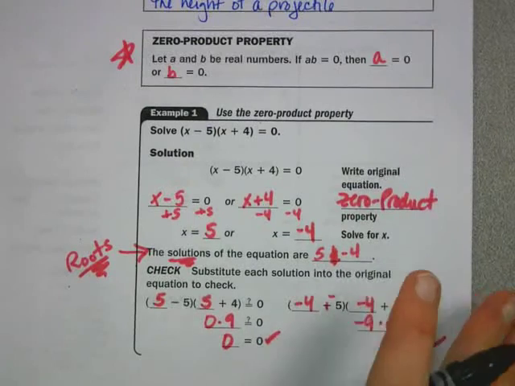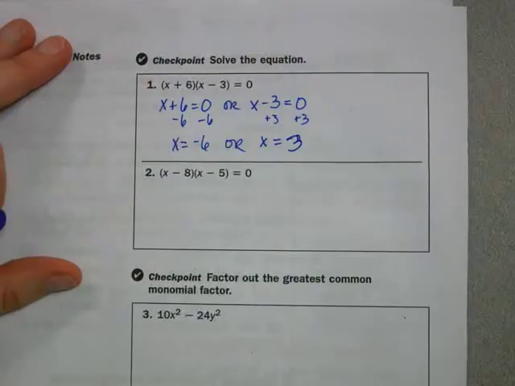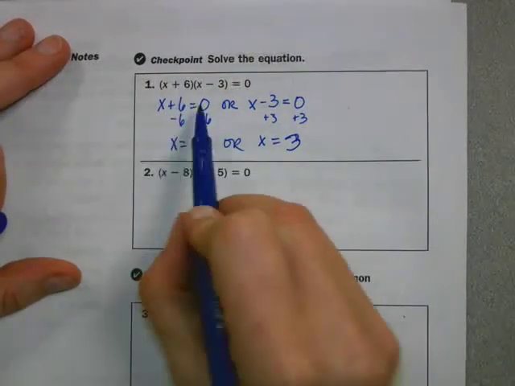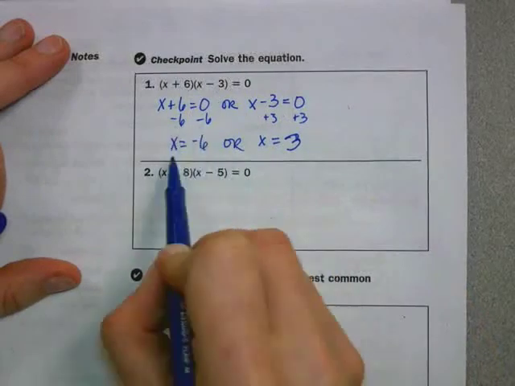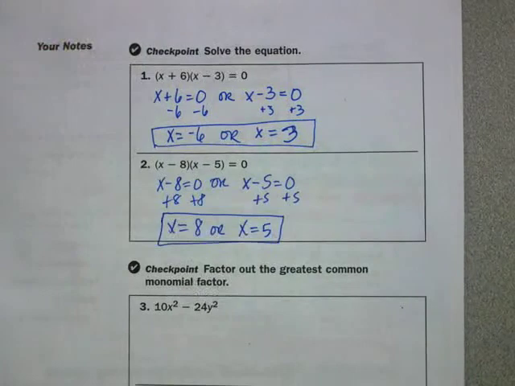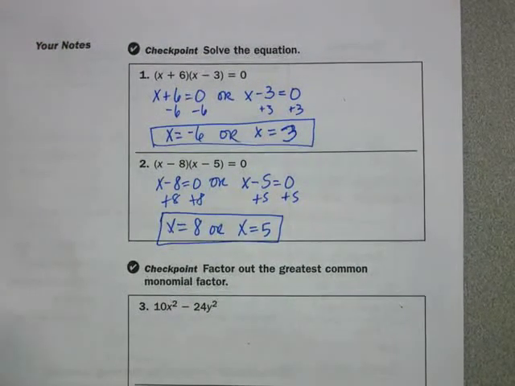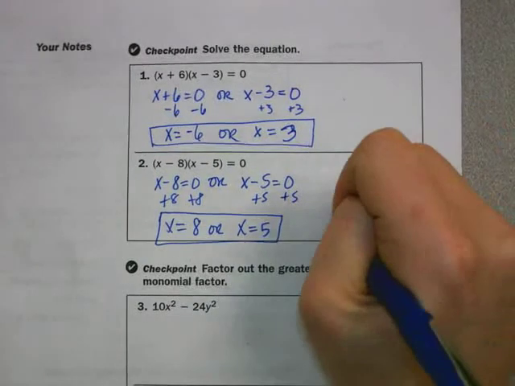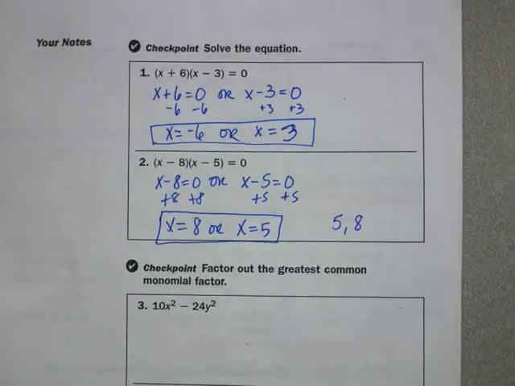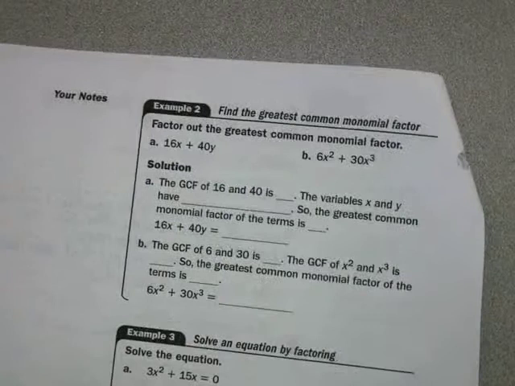Okay, so I want you to do checkpoint 1 and 2 right now. Pause the video and go ahead and do those. Okay, so for this one, I set both factors equal to 0. I get x by itself, and x ends up being -6 or 3. In this one, 8 and 5 are the solutions. You could write it like this, x equals 8 or x equals 5. Or you could just say 5 and 8, any of the above are the solutions, or the roots.